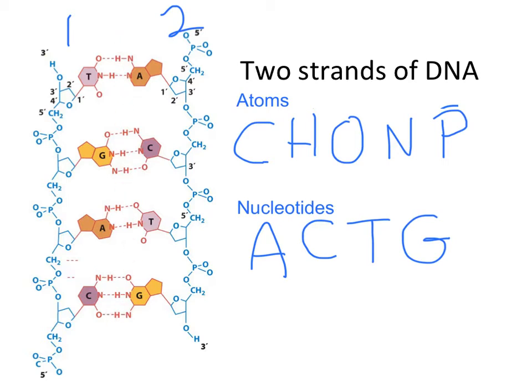So, atoms make up nucleotides. Nucleotides are assembled into individual DNA molecules, and two DNA molecules, when hydrogen bonded to each other, make up double-stranded DNA as it is found in a chromosome.